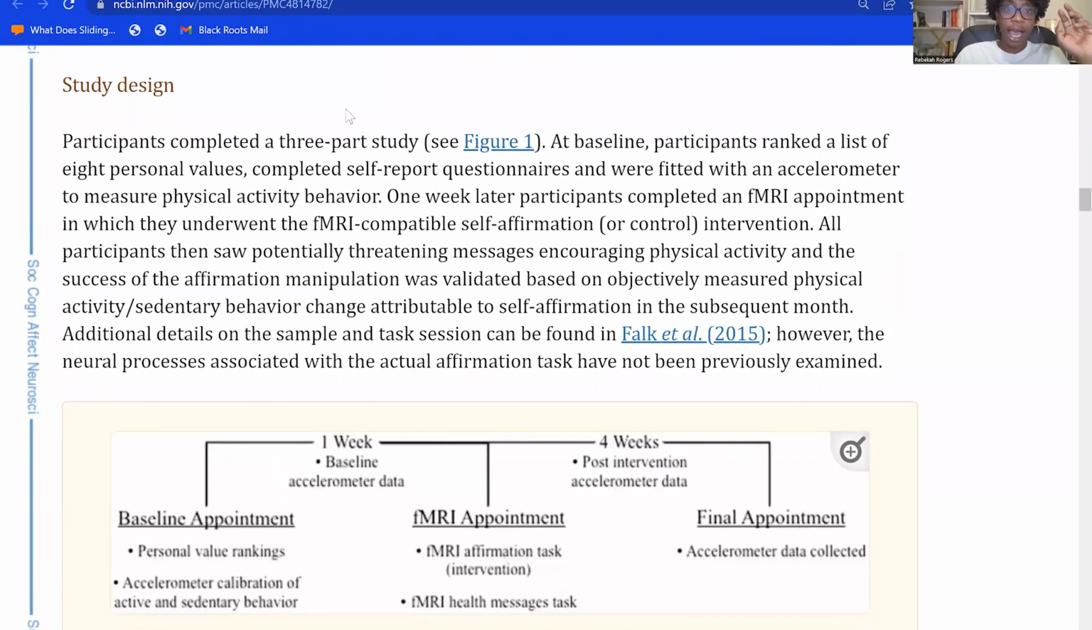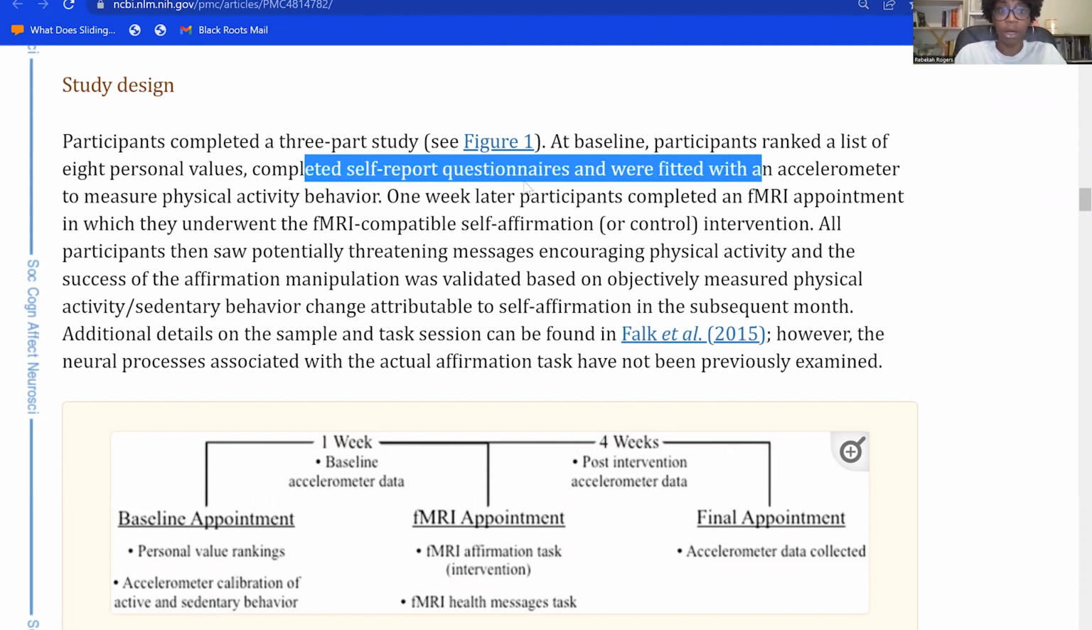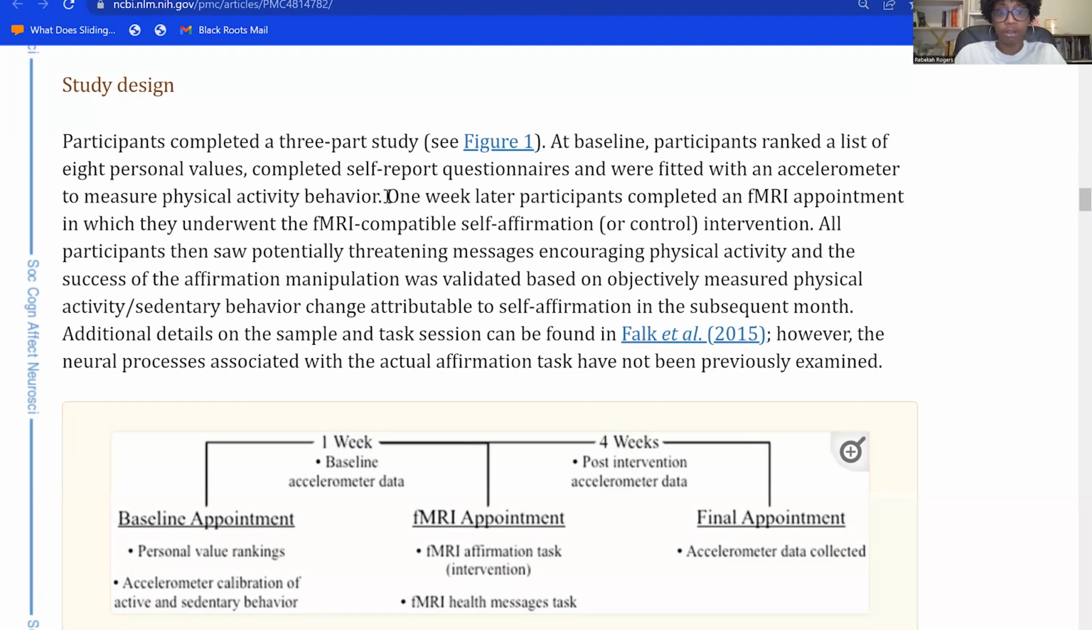So then they had a 3-part study, figure 1. Figure 1 is going to probably be very helpful for me in figuring out how this study occurred in the first place. Baseline: they ranked a list of personal values, completed self-report questionnaires, and fitted an accelerometer to measure physical activity behavior. Okay, so they had 3 different things: they ranked, they had self-reported questionnaires, and then they got an accelerometer.